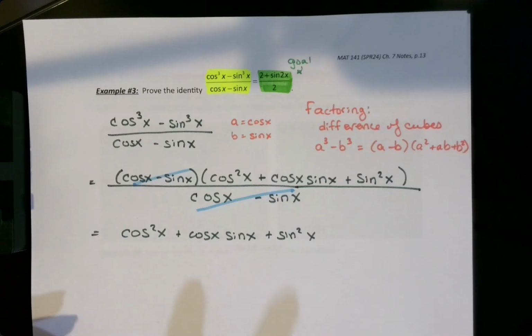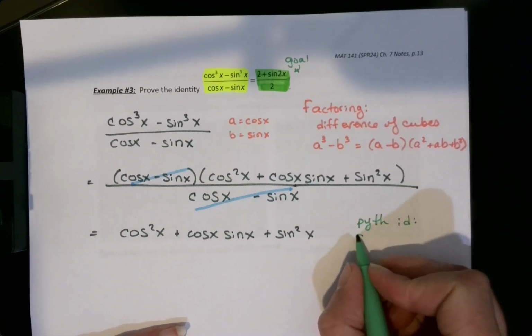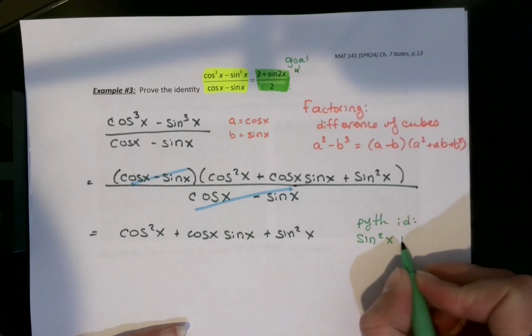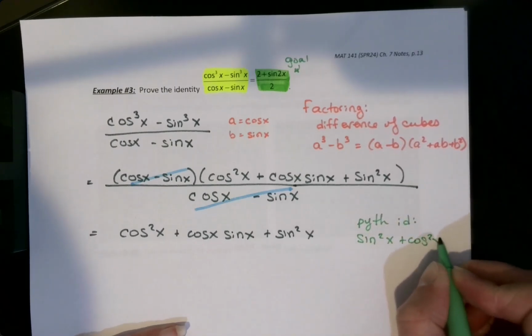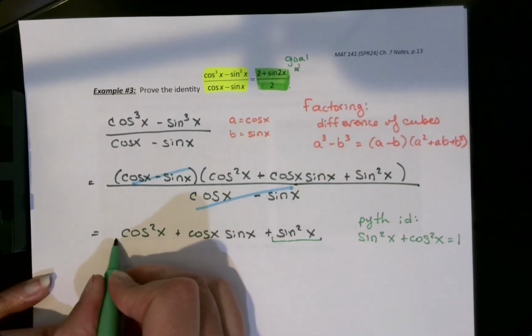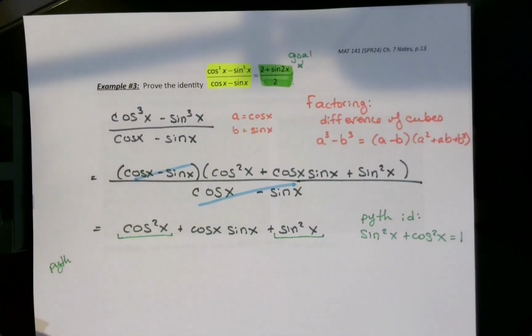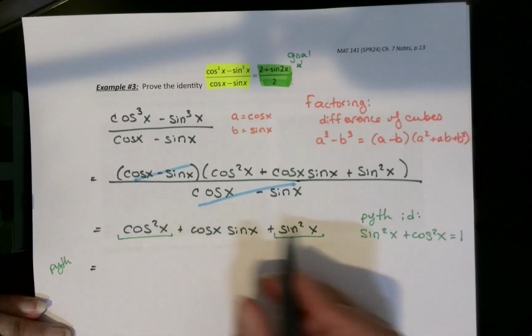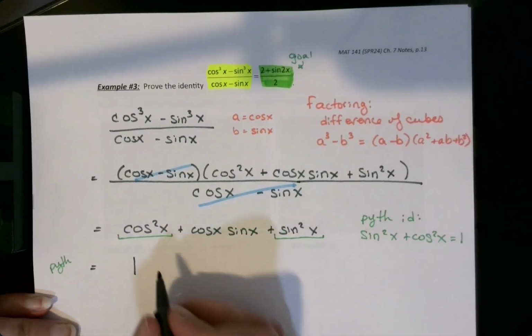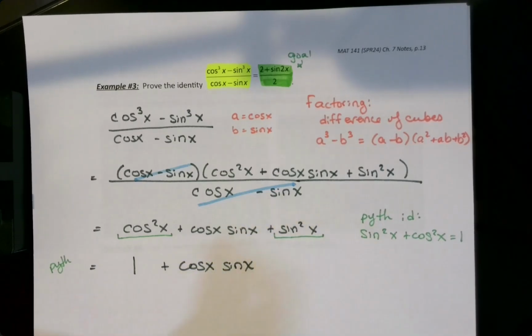Now that I don't have a cube and I have sine squareds and cosine squareds, I might think of the Pythagorean identity that says that sine squared x plus cosine squared x is equal to 1. And I do here have a sine squared x and a cosine squared x. So if I apply that Pythagorean identity, I can substitute sine squared x plus cosine squared x equals 1, plus the cosine x times the sine x. So we've got quite a bit in terms of simplifying here.